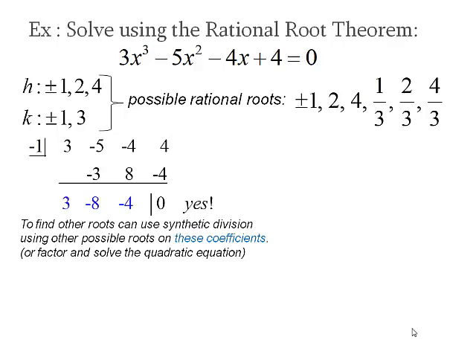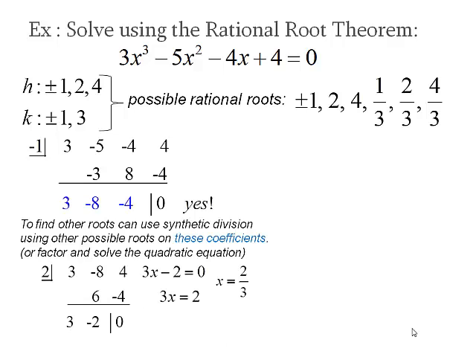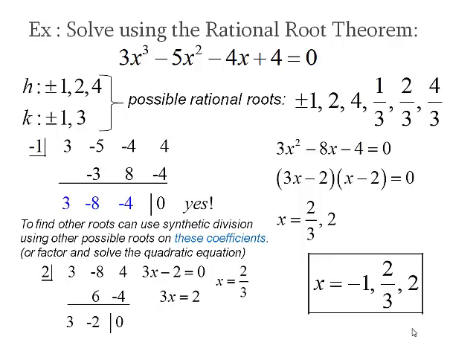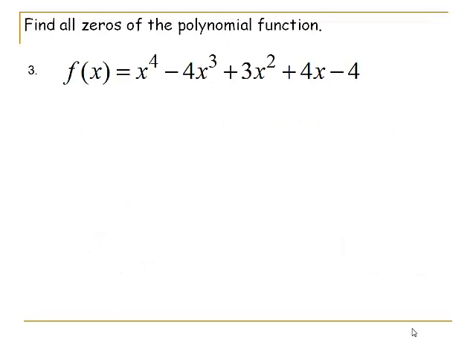To find other roots, you can use synthetic division, or you can simply, like if I were to try 2, using 3, negative 8, and negative 4, it works. It should be positive 4. The blue should be a positive 4. Or I could have simply factored it using factoring, and I'd have gotten the same answers. So the actual rational roots are negative 1, 2/3, and 2.